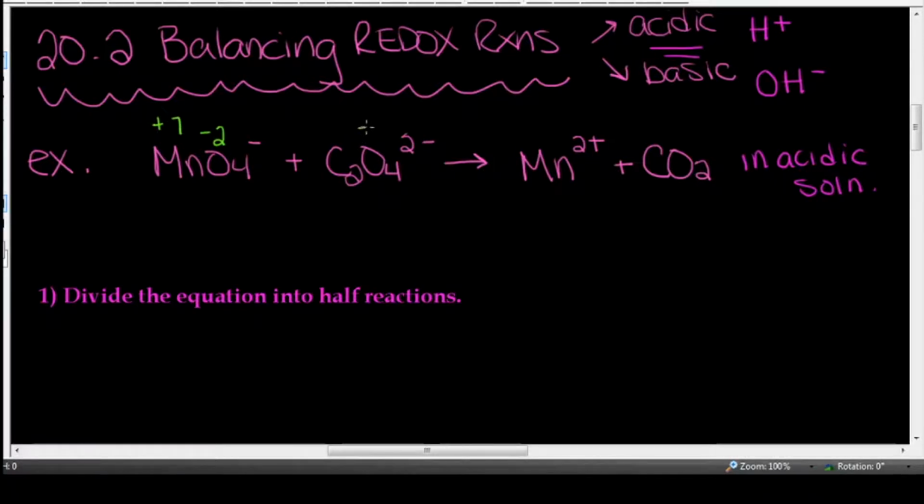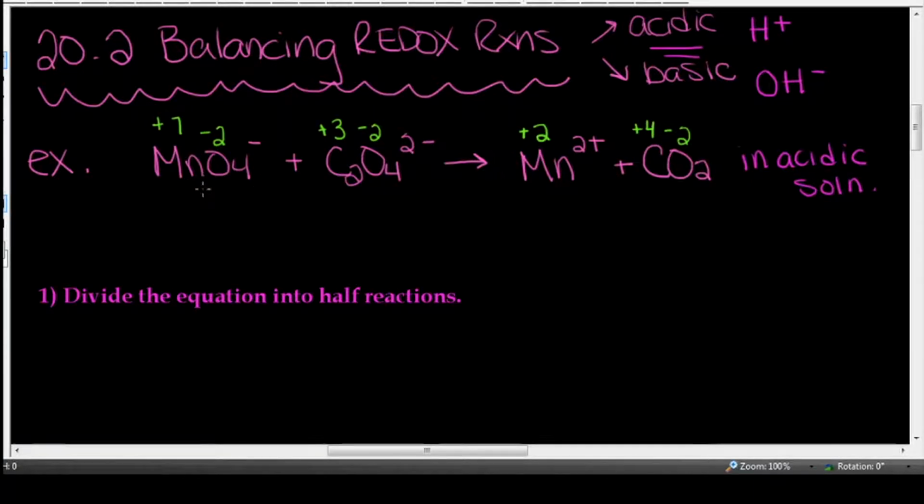Here my oxygen's a -2. So that's an 8 minus, and I need a net 2 minus, which means my carbon needs to be a +3. Here my manganese has a +2 oxidation number, to match that 2 plus charge. And here oxygen is a -2, and my carbon is going to be a +4.